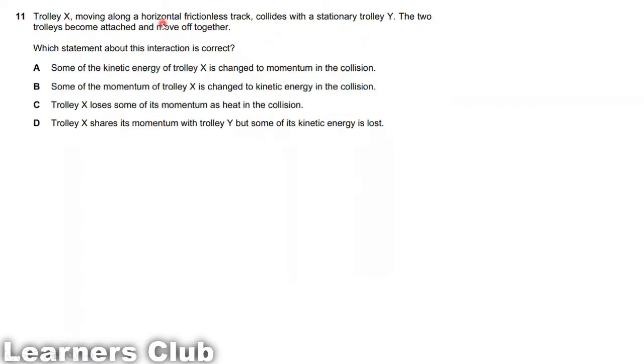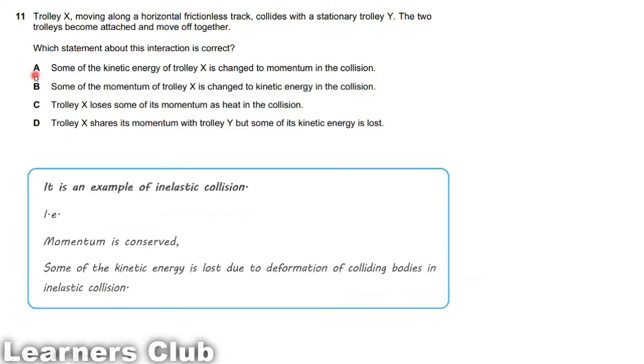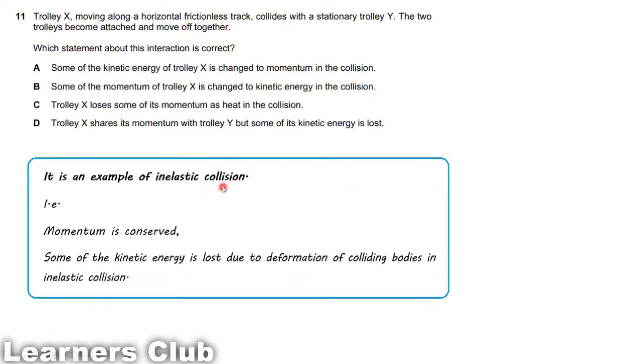So trolley X is moving along a frictionless track, colliding with a stationary trolley Y, and after the collision, they move off together. We have to choose which option is correct. This is an example of inelastic collision. Inelastic collision means momentum is conserved, which means trolley X momentum plus no momentum of trolley Y, because it is stationary, is equal to the total momentum after collision.